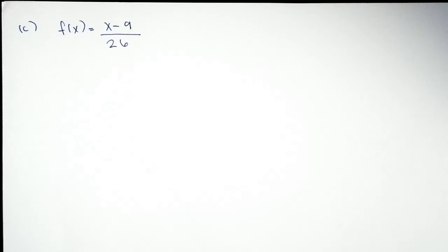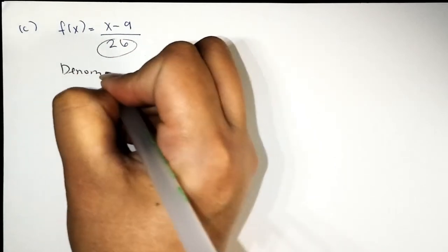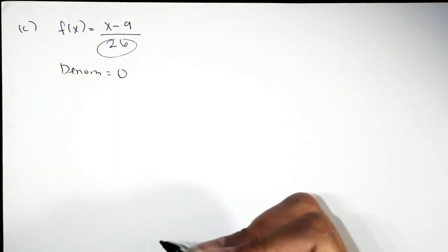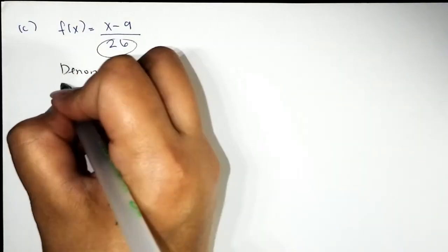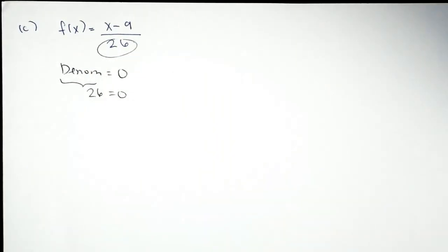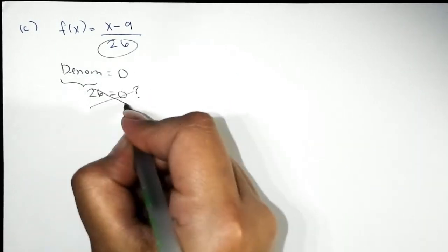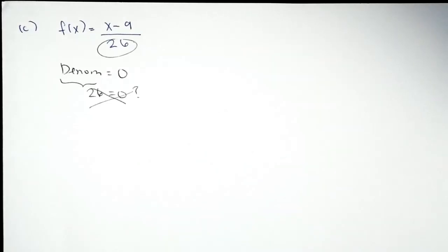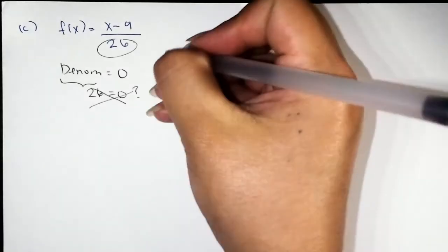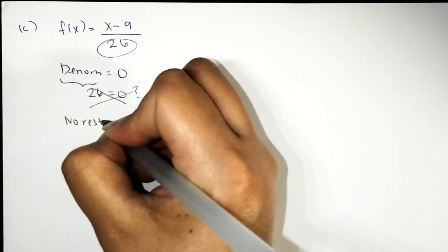So first things first, I want to find the restrictions on the variable. I want to know what makes the denominator equal to 0. So we're going to take that denominator and set that equal to 0 and then solve for the variable. But check it out. We don't have a variable and 26 does not equal 0. So what I want to point out is this: for this function, there are no restrictions on the variable.